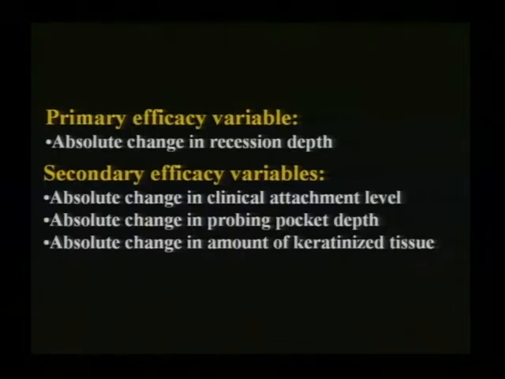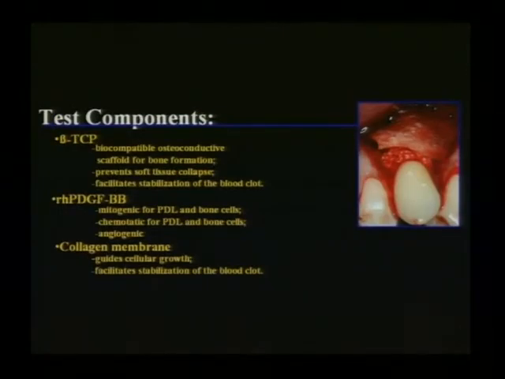The test components were the beta-TCP, which is an active material. It's used a lot in orthopedic surgery. It's a biocompatible osteoconductive scaffold for bone formation. It prevents soft tissue collapse and facilitates stabilization of the blood clot. But the real workhorse is the PDGF.